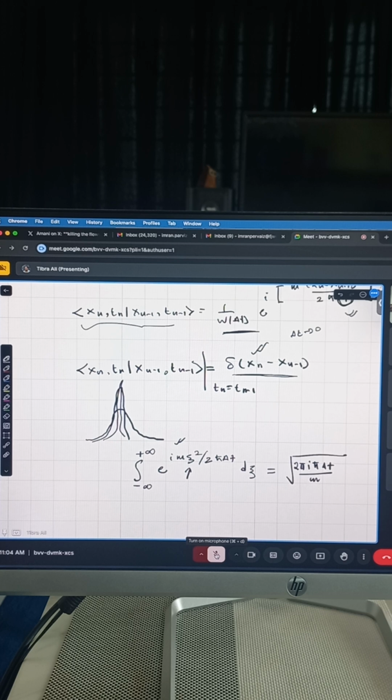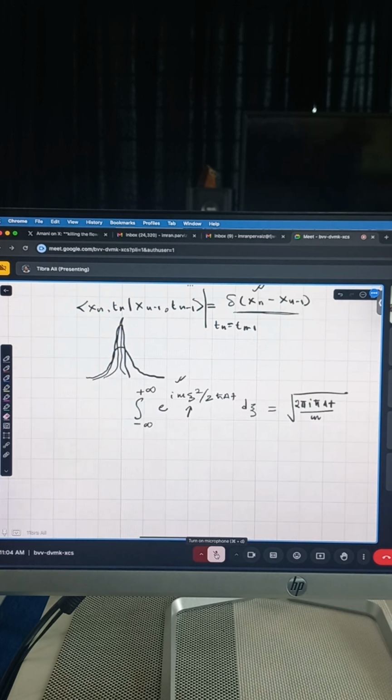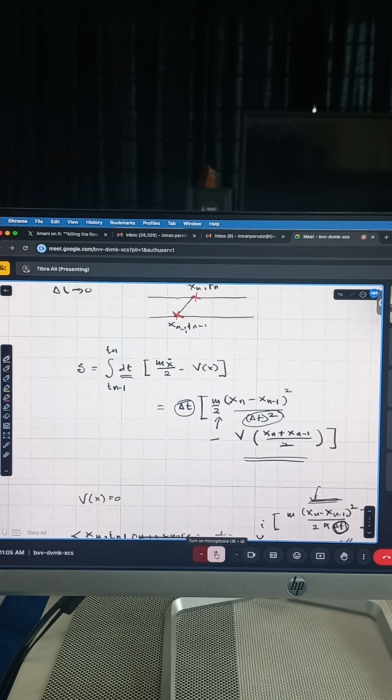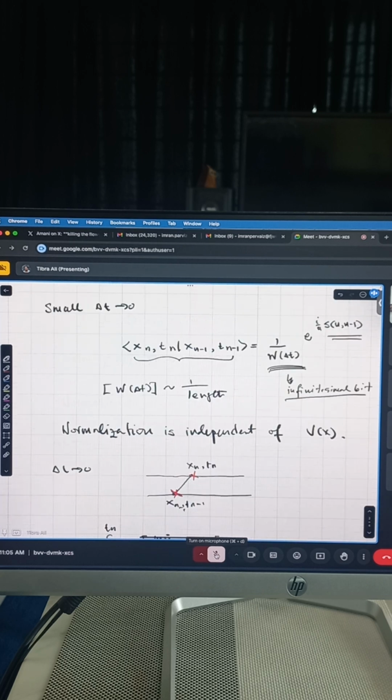So now this tells us that the normalization, 1 over w of delta t, will be the inverse of this, so there'll be the square root of m over 2 pi i h bar delta t. So now we have figured out this normalization. Okay, are there any questions?